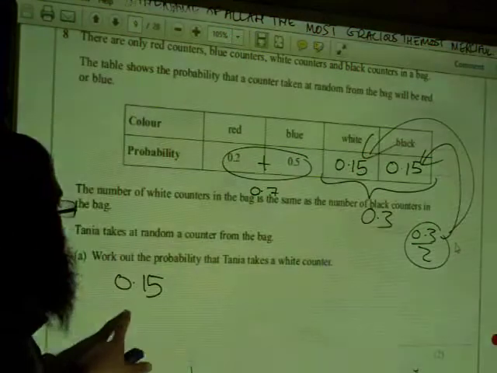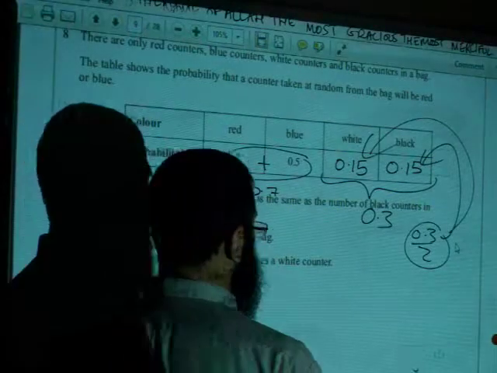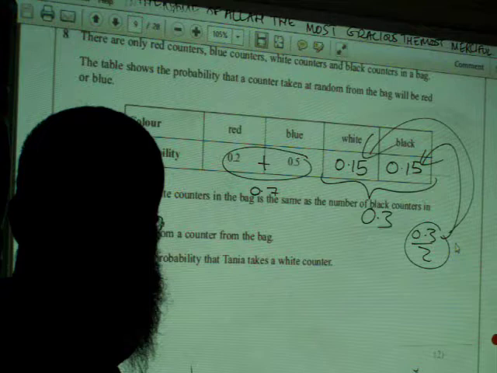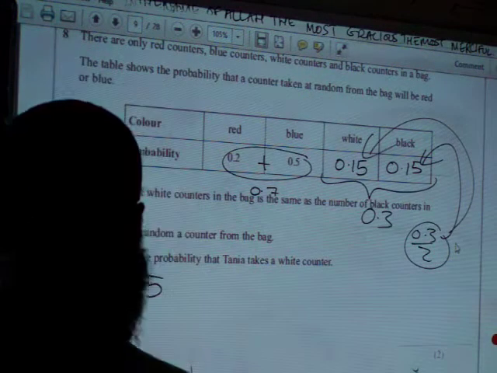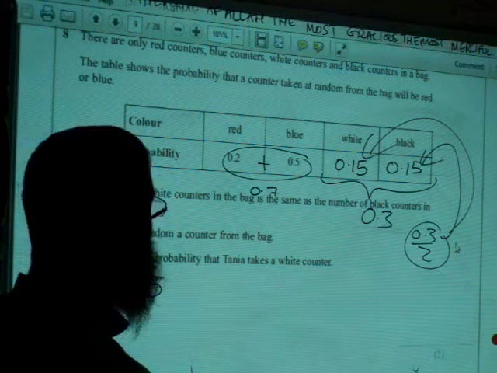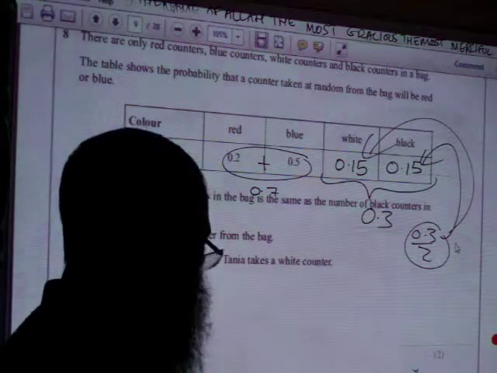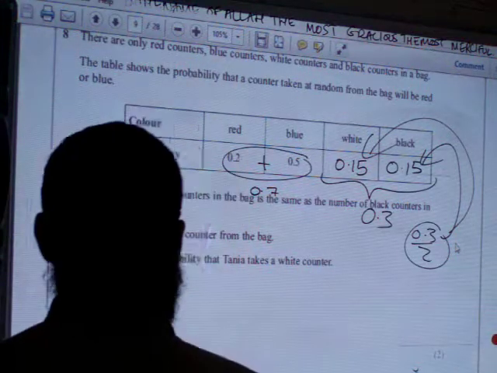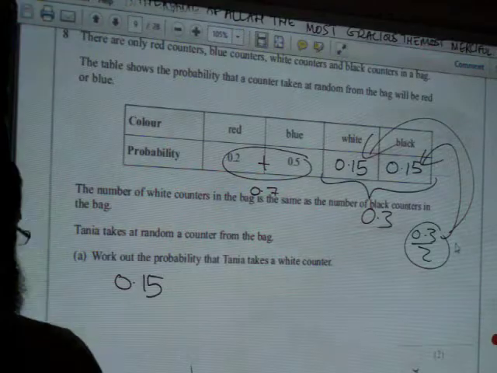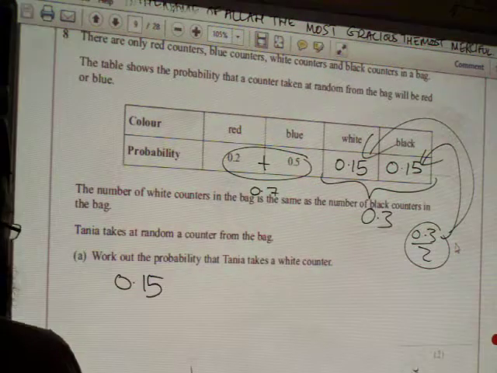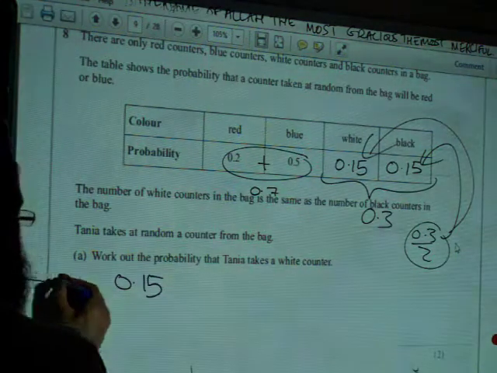Okay, so the probability of getting a white counter is 0.15. Now, don't move the screen up for the moment. The next question says there are 240 counters in the bag. How many more questions do you have on that page? Just that one. Okay, I've only got this part on the video. The next question is over here at the bottom, so let's just copy it over here.